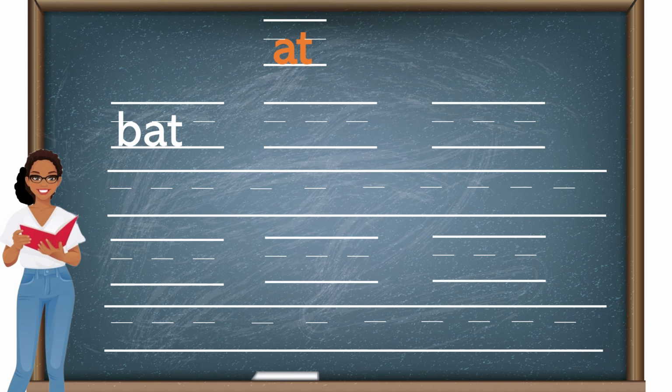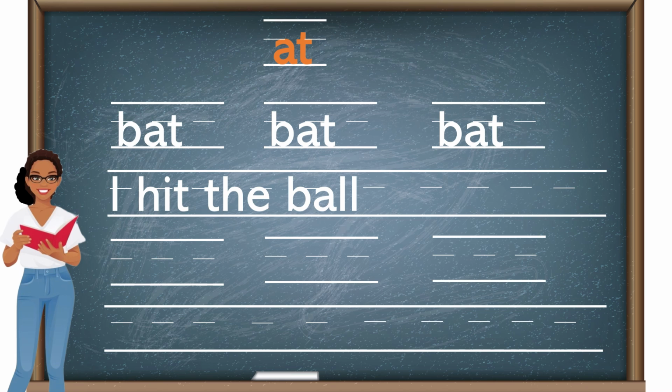Our next sight word from the at sound list is bat. B-A-T. Bat. Try and spell it with me. B-A-T. Bat. Let's spell it again. B-A-T. Bat. Now let's use it in a sentence. I hit the ball with a bat. Bat.